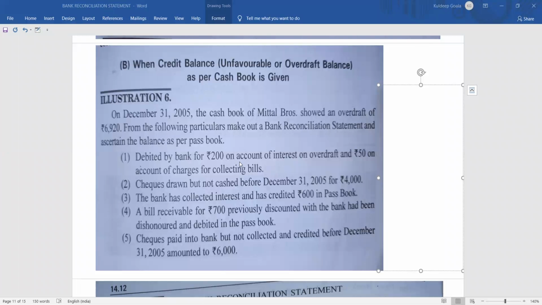In the previous classes, we have been discussing the bank overdraft. So we will continue with that. Today we are going to take the third phase of bank reconciliation statement. Till yesterday, we have been discussing the favorable balances. Today we are going to take up the unfavorable balances.